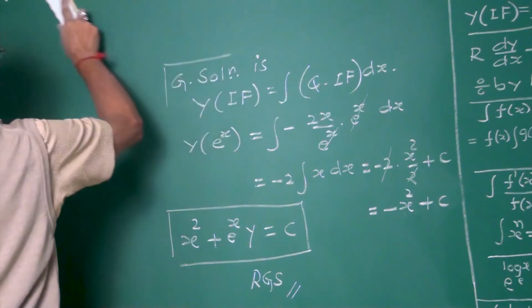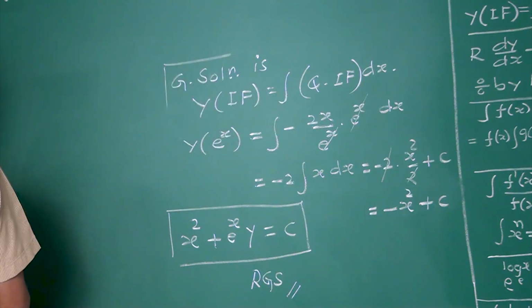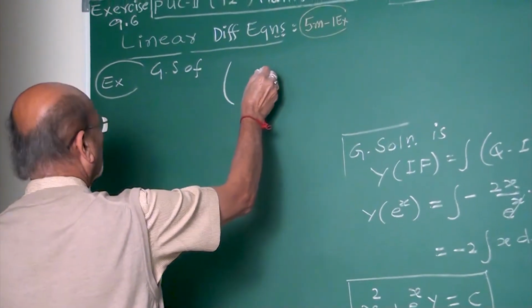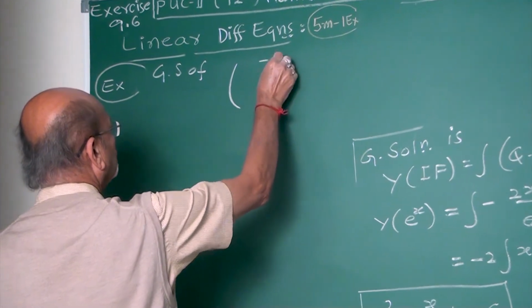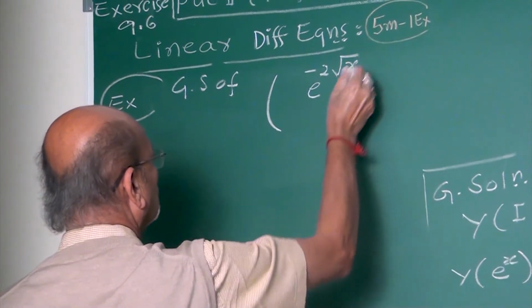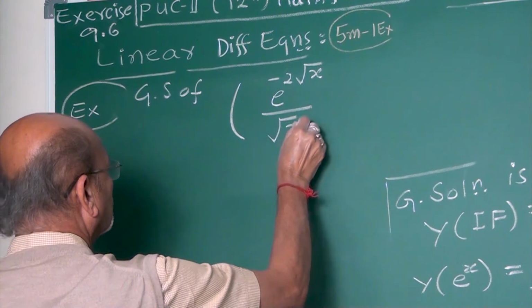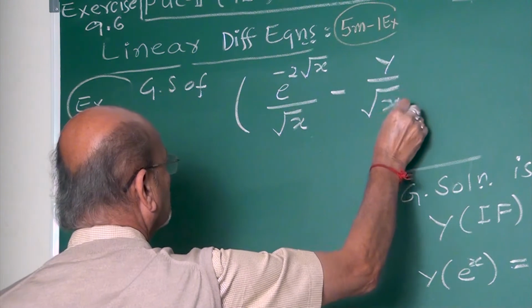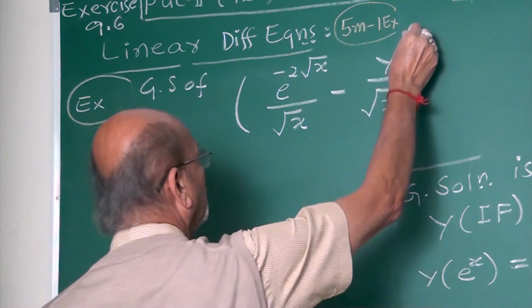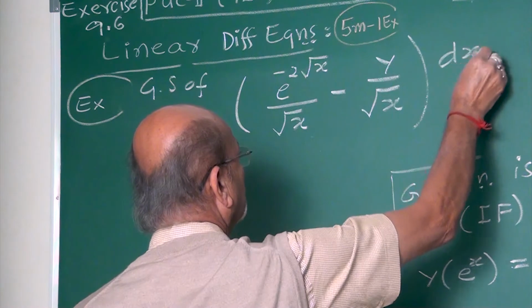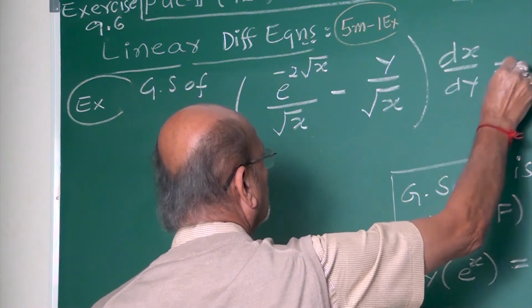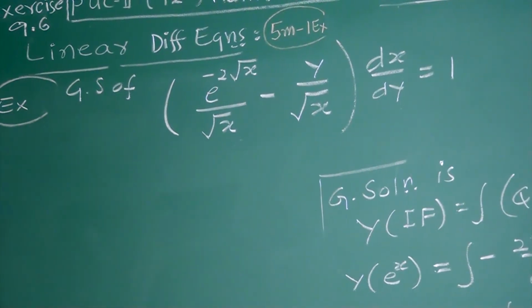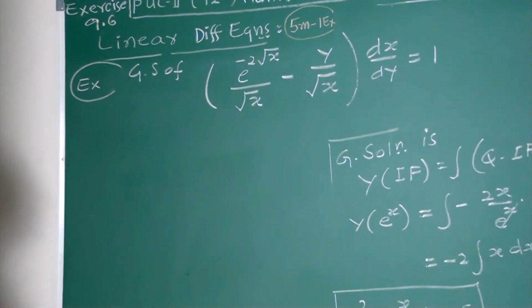Yes, friends. Find the general solution of this: e to the power minus 2 into root x upon root x minus y upon root x into dx by dy equal to 1. It is also an example in the miscellaneous exercise.